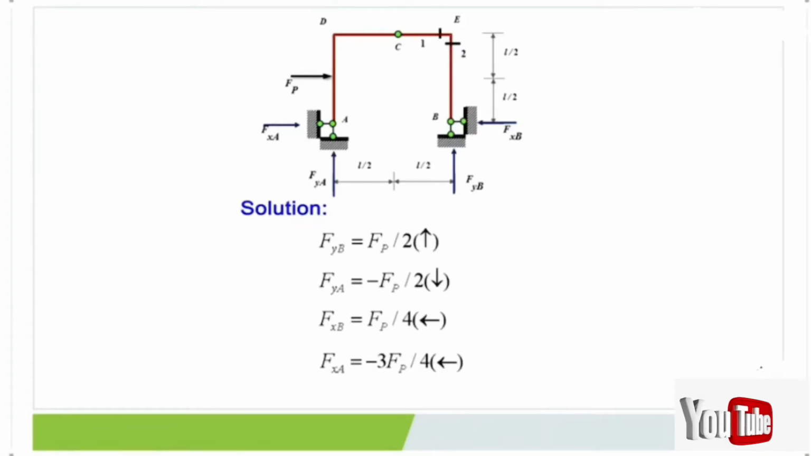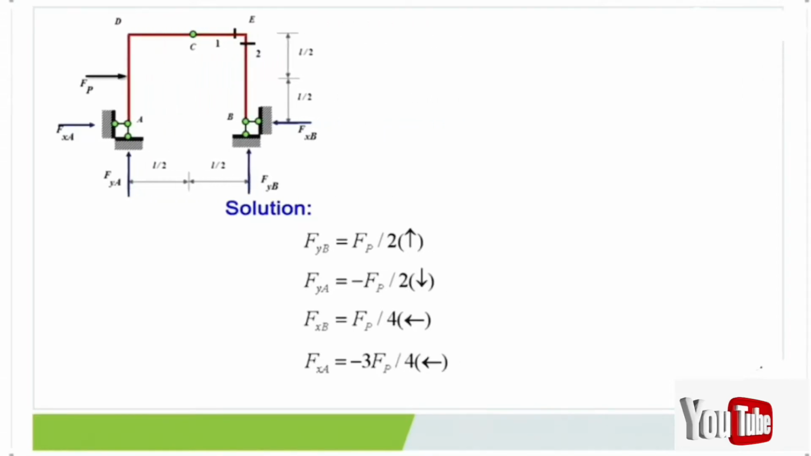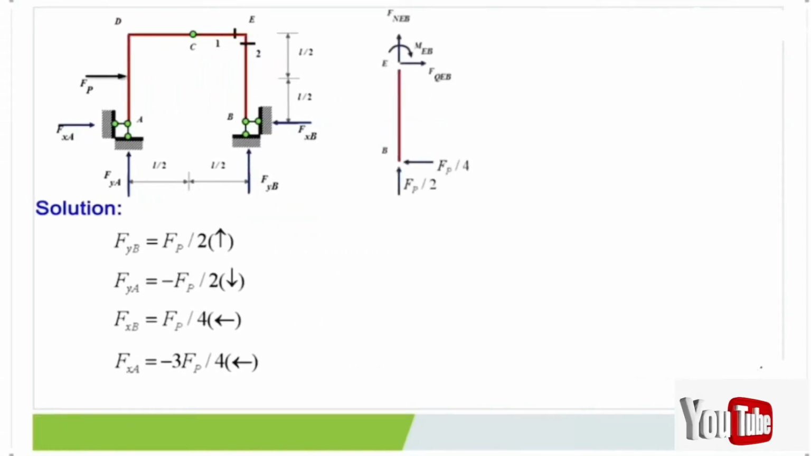Then, cut section 2 and take Eb as a free body to solve the bending moment of section 2. This is the free body diagram. According to sigma Me equal to 0, we could solve Meb is equal to negative a quarter of Fpl. That means the direction of Meb is opposite to what we supposed here. So the right side of section E is in tension.